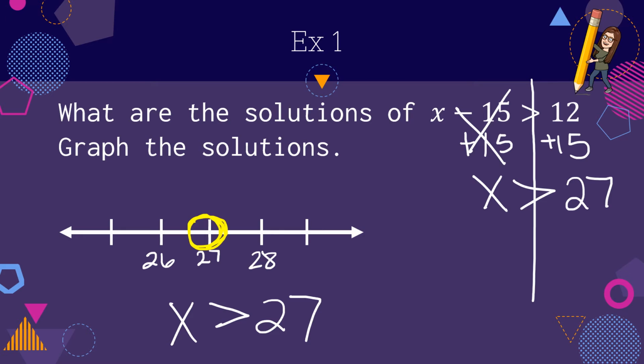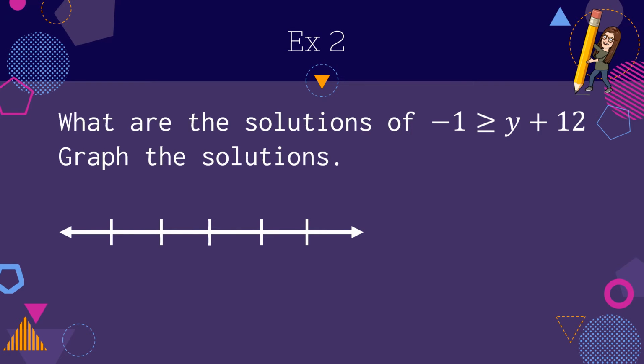It says x is greater than 27. Greater than 27 means the value's to the right. So we shade or zigzag or go up and over to the right. If you need help with that shading, again, that was our previous lesson.